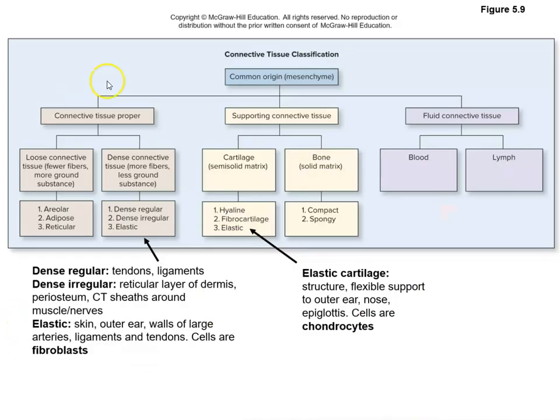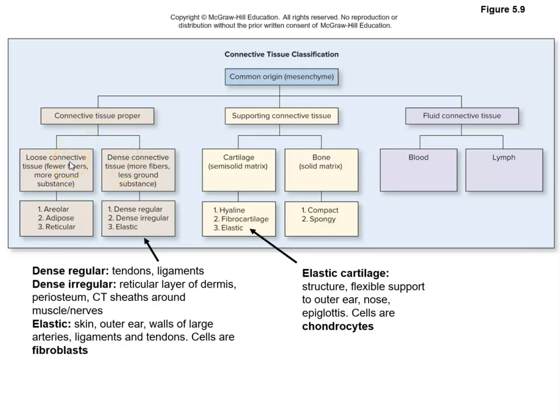So I found this chart useful for keeping the different connective tissues separate in my mind, and I hope it's useful to you too. You'll see that we have 3 different categories of connective tissue, and they all come from a common origin, the mesenchyme. The first connective tissue is connective tissue proper. This is going to be your loose connective tissue and your dense connective tissue.